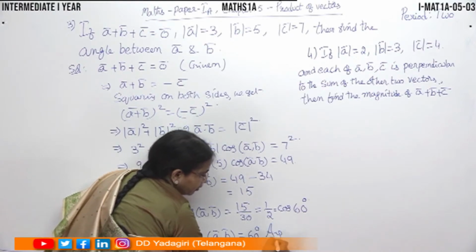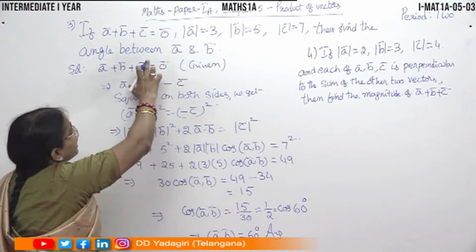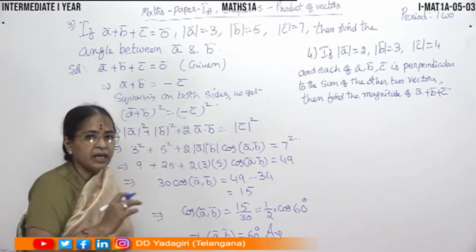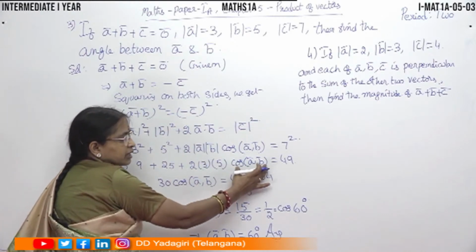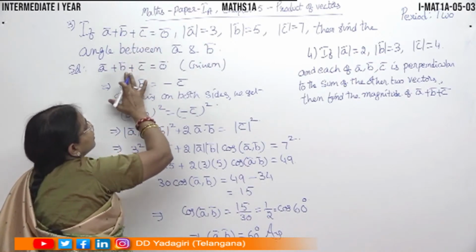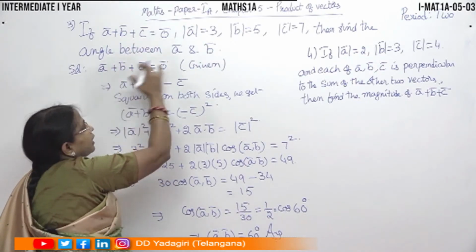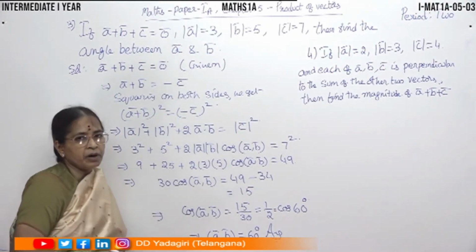So like this we solve the problem. You are asked to find the angle between A and B, so you will retain A and B so that you will get this cos AB formula here. If you are asked to find the angle between B and C, then B and C you will retain here, A you will take that side, and according to the question you will solve the problem.